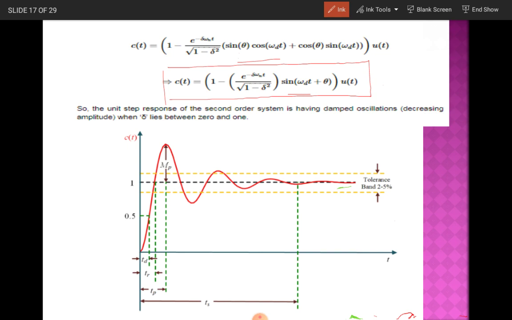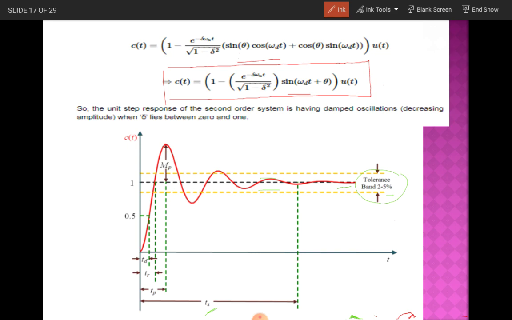Before reaching the final steady state value, it may oscillate for some time. Even in the final steady state, there may be oscillation, and we can allow that oscillation. It may be 2 to 5% of its final value. So the time taken to reach the final value within the tolerance span is called settling time, represented as ts.